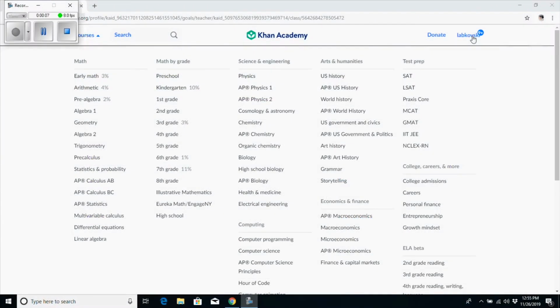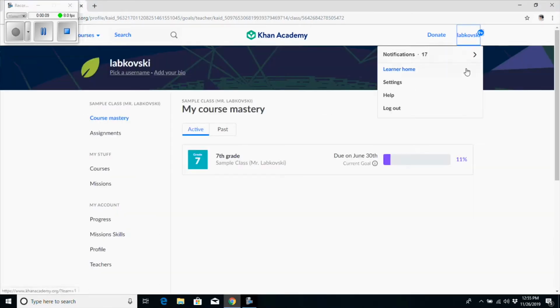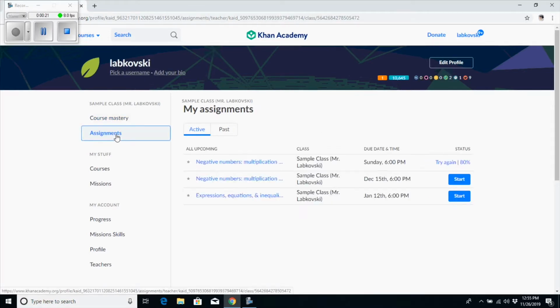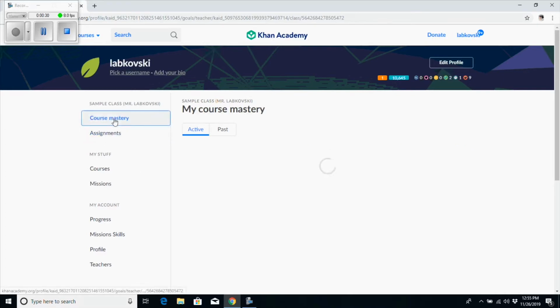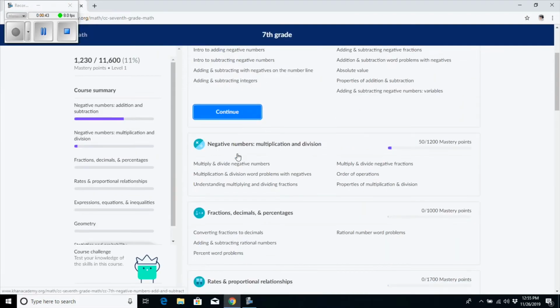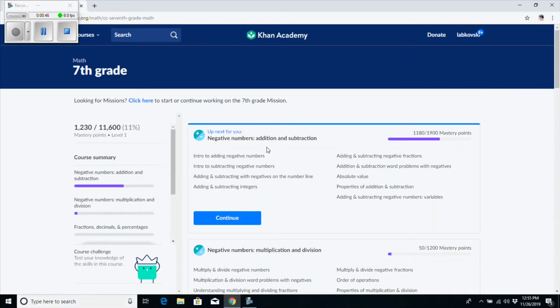For example, if you click on your username and go to the learner home, you'll see your classes on the left. I call this sample class, Mr. Lipkovsky. So under the sample class, you'll see course mastery and assignments. Assignments, I want you to ignore this right now, because if you do them the other way, you'll also get progress through here. But if you click on course mastery, you'll see sample class. I have 7th grade as the course mastery with the due date of June 30th. If I click on it, you'll see all the different topics we're working on. The one we're working on right now is negative numbers addition and subtraction. So you go ahead and click that.